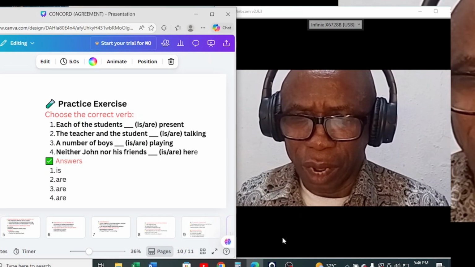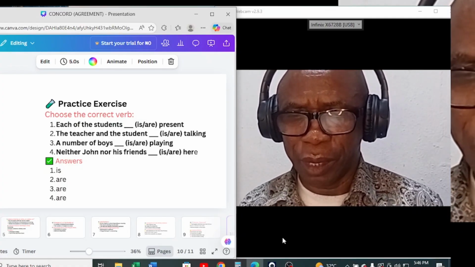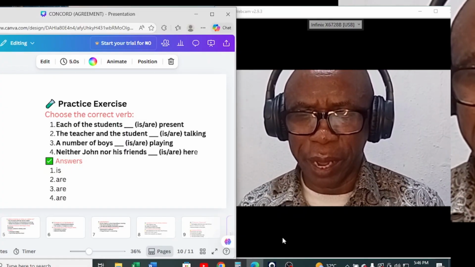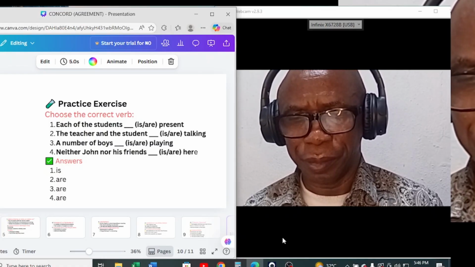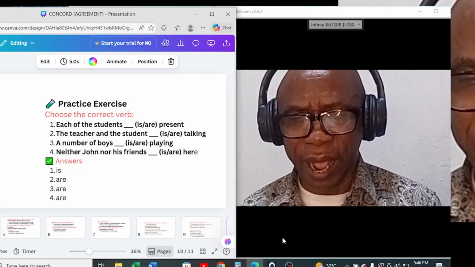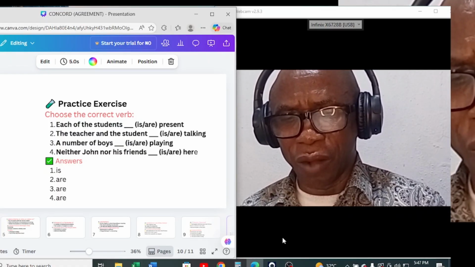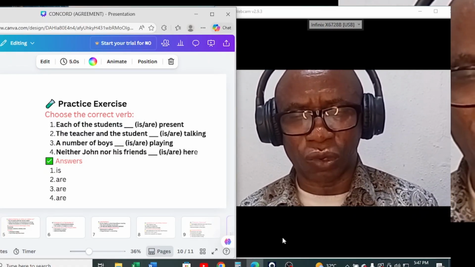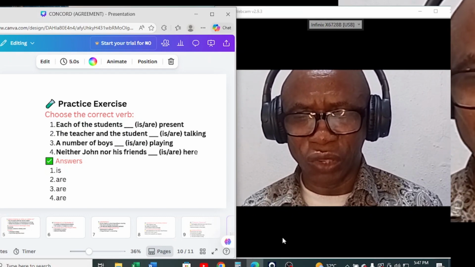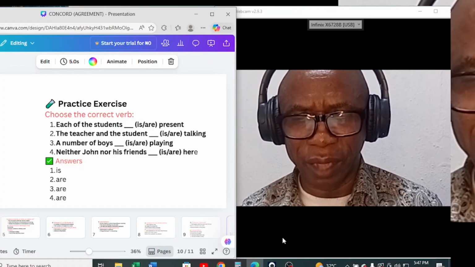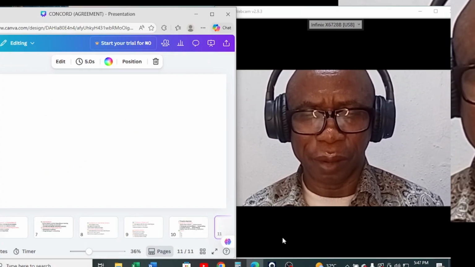Question 3. A number of boys dash playing. The right verb there is a number of boys are playing. And neither John nor his friends dash here. This rule, we remember, the noun that is nearer to the verb will determine whether it's going to be singular or plural. In this case, neither John nor his friends are here.